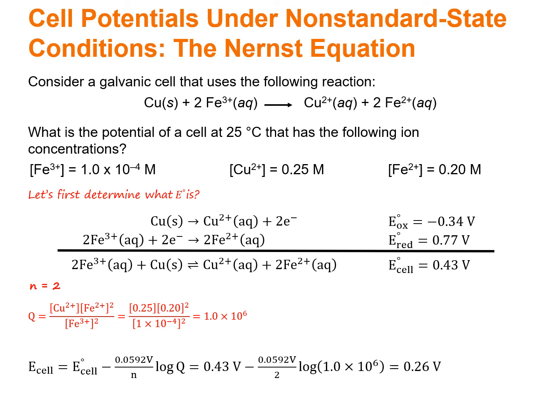And so notice the cell potential is a little less than it would have been if it was at its standard state. So it's a little less spontaneous at those current conditions. So this is how we would use that.